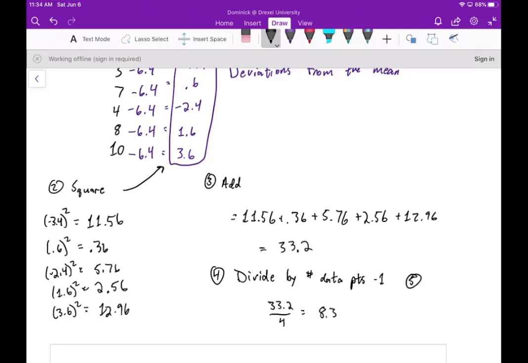And then finally, we square root this. If I take the square root of 8.3, I'm going to get that the standard deviation is about 2.88. And of course, the higher this number is, the more variance you have in your data, and the closer you are to 0, that would be no variance, right? So here, the standard deviation is 2.88.